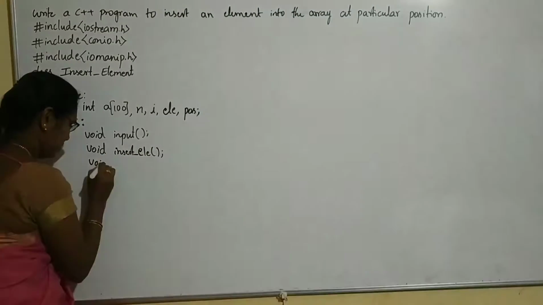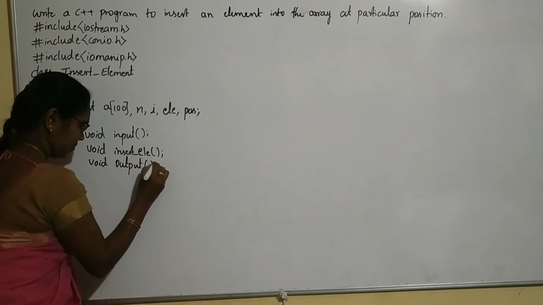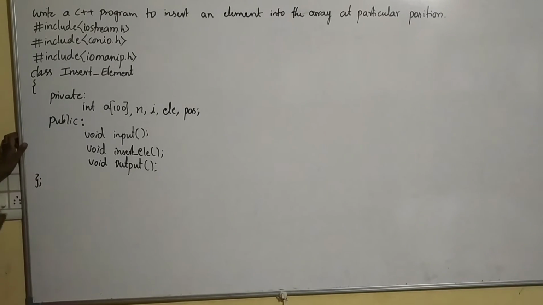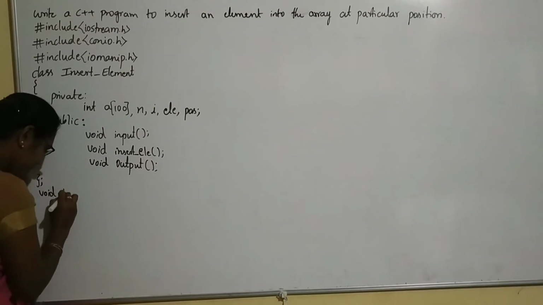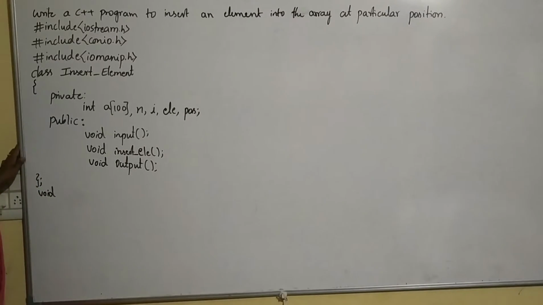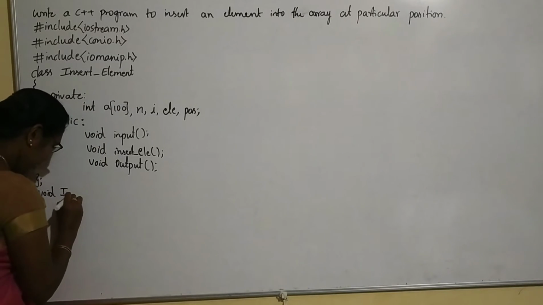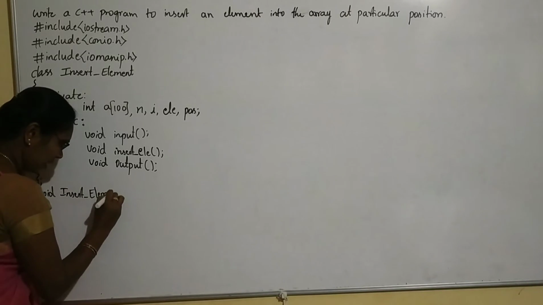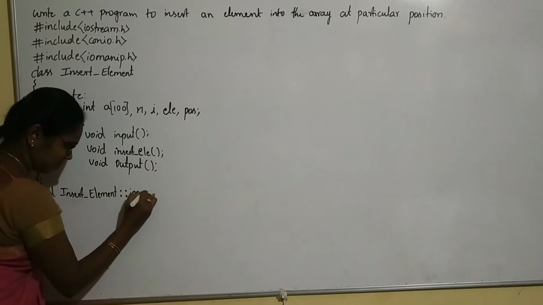Next one, output. Next, we close the class definition, terminate it with a semicolon, and define the first function, void input. We are using the scope resolution operator. The syntax is the return data type followed by the class name, insert element, followed by the scope resolution operator, followed by the member function name input.